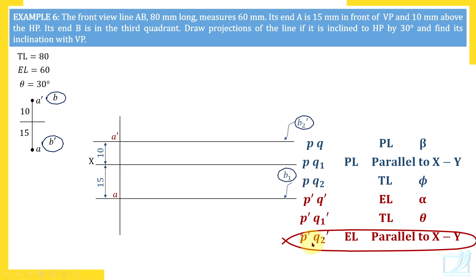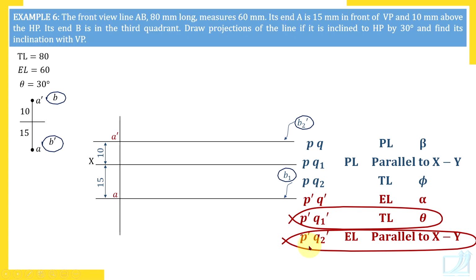We can draw P dash Q2 dash, because to draw P dash Q2 dash only EL is required and EL is given. And then true length and theta given. Watch here, true length and theta. So we can draw P dash Q1 dash. So this is how we will draw these two views. And remaining all views, for example, PQ2, true length is known, but phi is unknown, so we cannot draw it. So these views we will not be able to draw. The views which we are able to draw, we should draw.